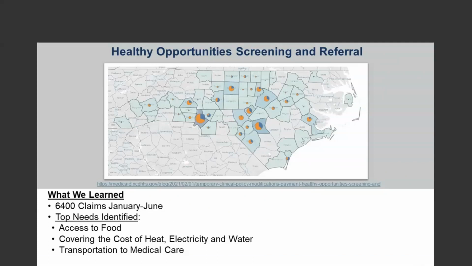We learned from our January to June data that 6,400 claims were processed for Healthy Opportunities payments, and that the top needs addressed around these payments were access to food, bill payments for heat, electric, and water, and non-emergency transportation to medical care. Next slide.